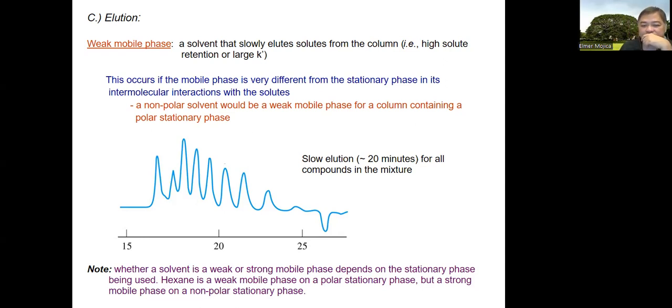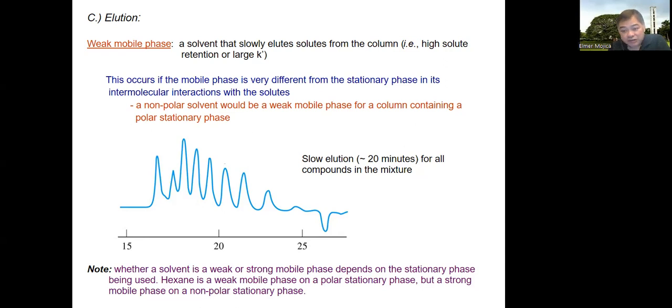So if you look at here, the elution is slow. If 20 minutes, you're going to see the compounds in the mixture. However, whether you have a strong or weak mobile phase, it still depends on the stationary phase.